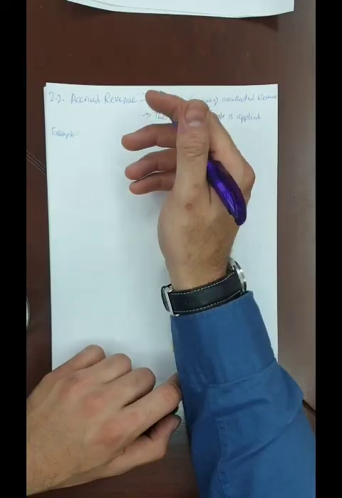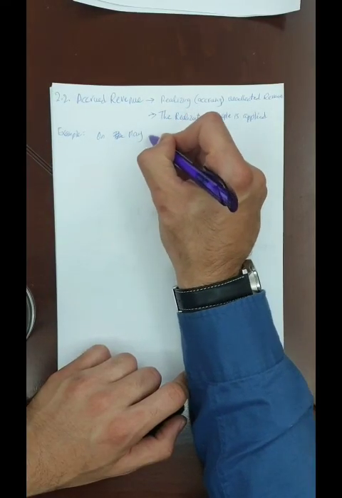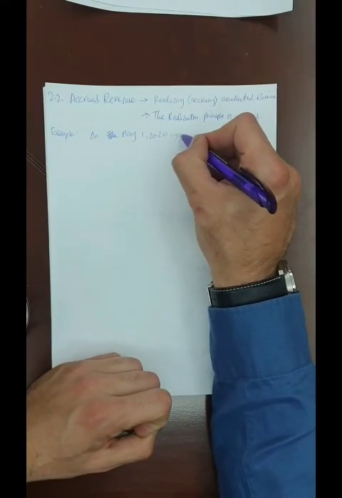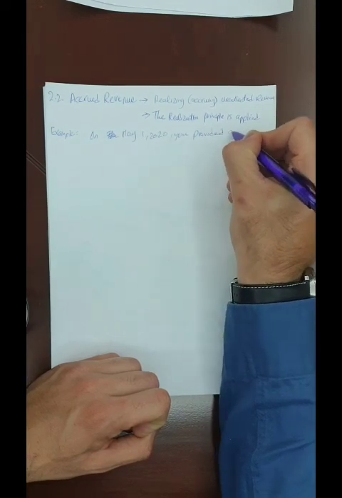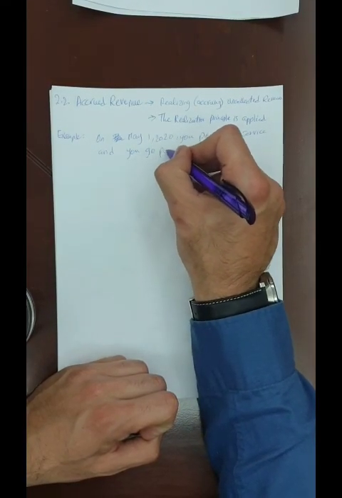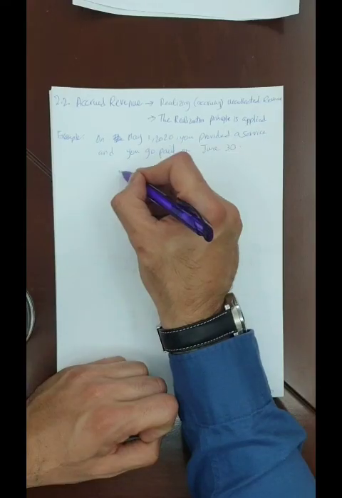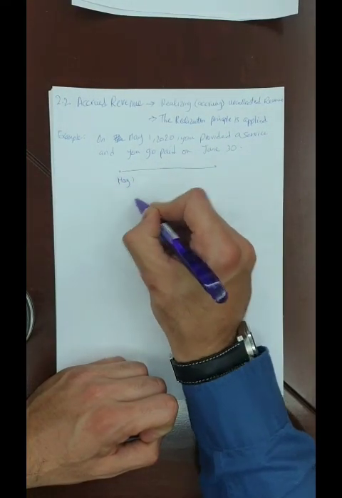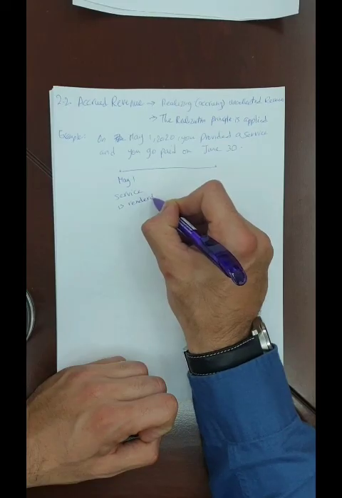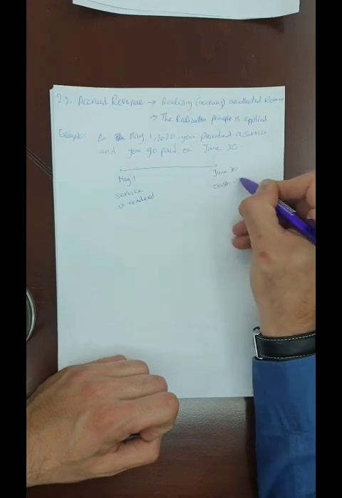The example says you provide a service and get paid later on. So on May 1, 2020, you provided a service, and you got paid on June 30. So now you have 2 points. May 1, service is rendered. On June 30, cash is received.